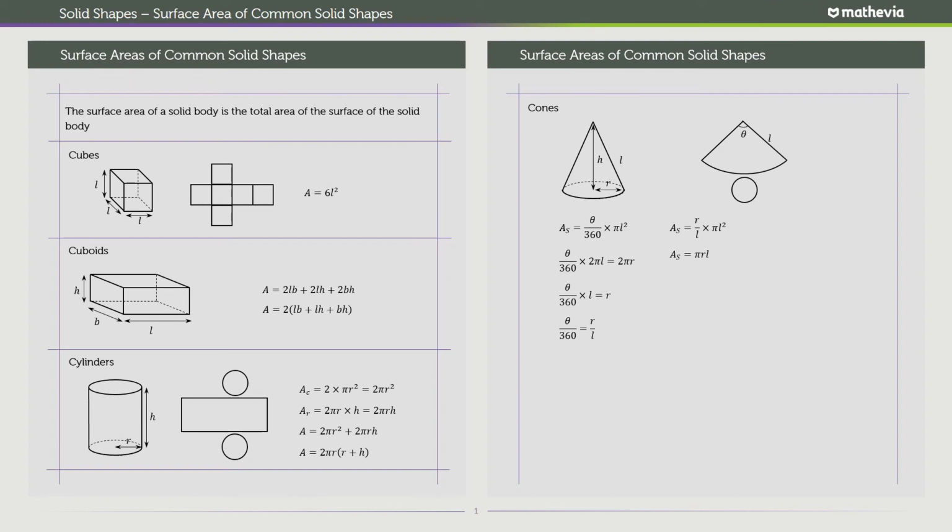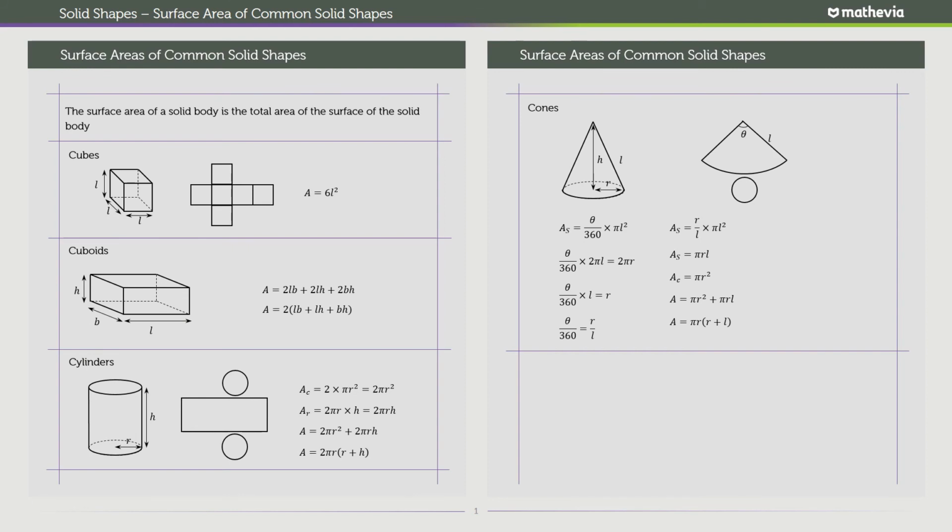So we have the area of that sector, and the area of the circle is quite simply pi r squared. When you add both of them together, you have pi r squared plus pi r L. And if you factorize using pi r, you have pi r times (r plus L). And that is the total surface area of a cone.